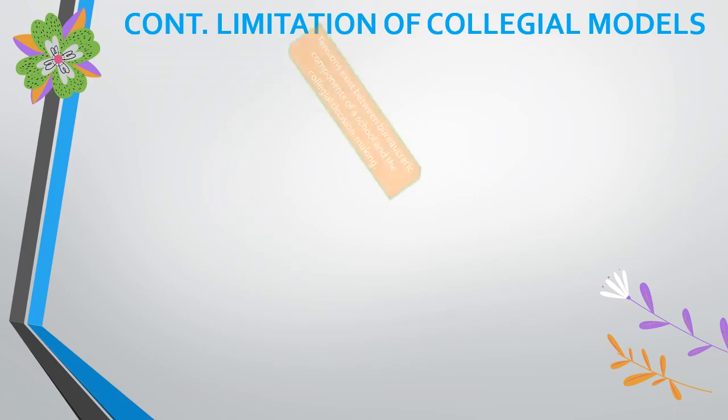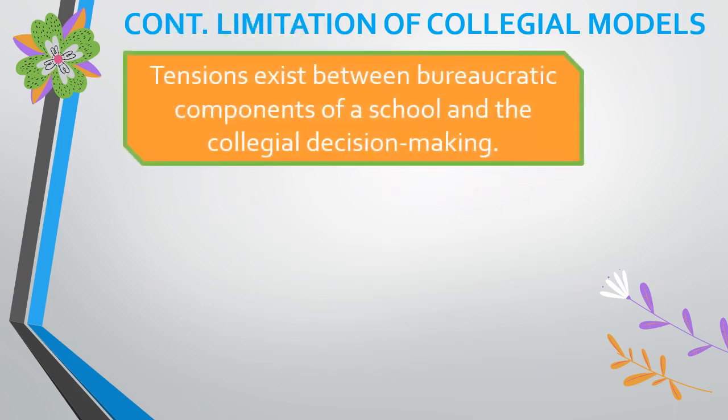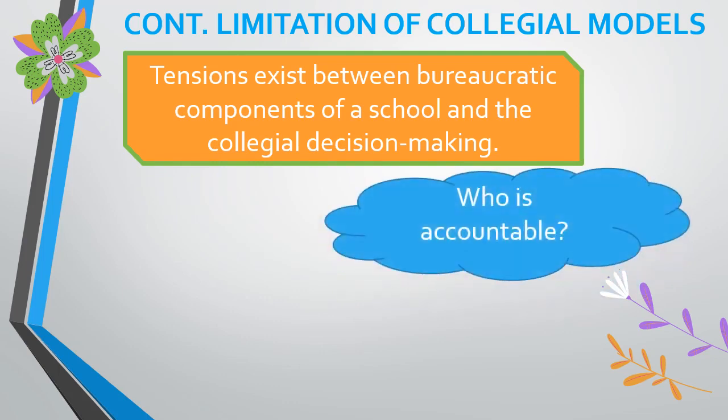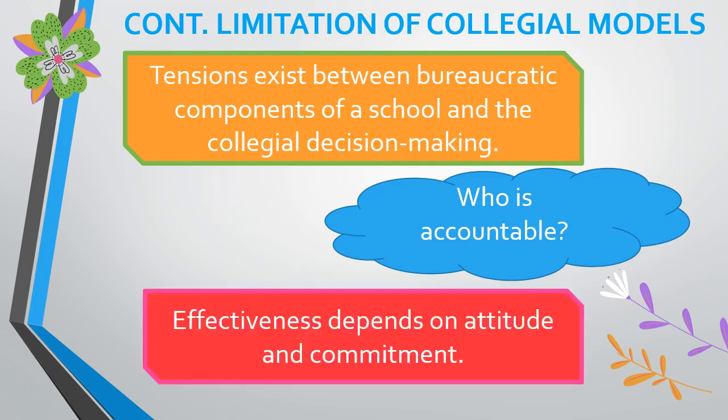The participative aspects of decision making exist alongside the structural and bureaucratic components of school and college. Often there is tension between these rather different modes of management. Who is accountable? It may be difficult to sustain because principals remain accountable to various external groups. The effectiveness of a collegial system depends in part on the attitudes of staff. If they actively support participation, then it may succeed.